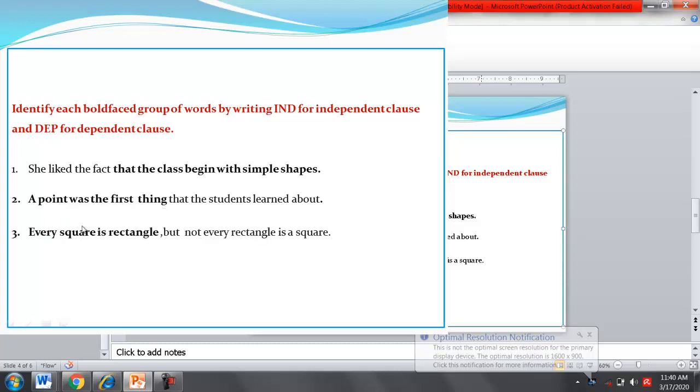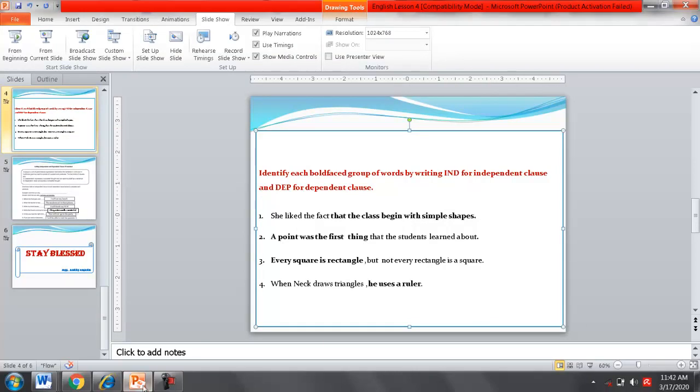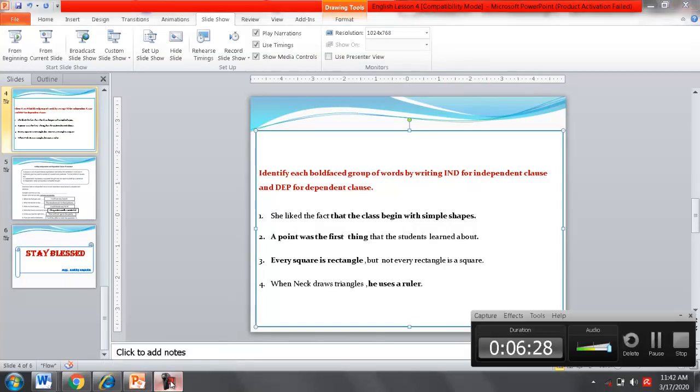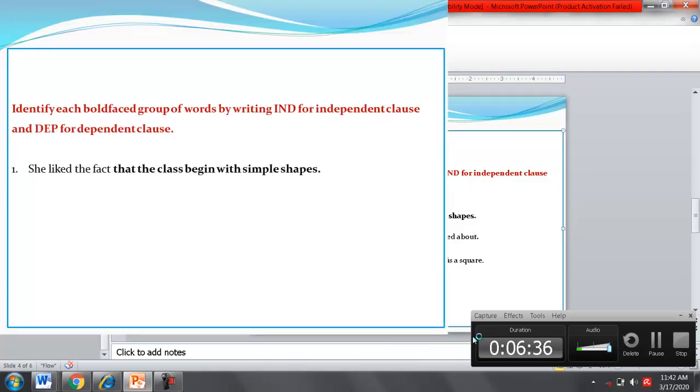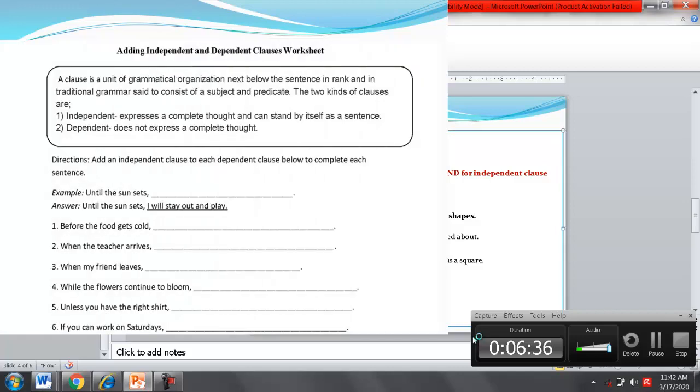The third one, every square is a rectangle. This is what? This is, as you know, an independent clause. Why? Look at the second part. It starts with but, so this is the dependent clause. And when you speak about number 4, the last one, sentence number 4 will be the same thing. The bolded part will be the dependent part.